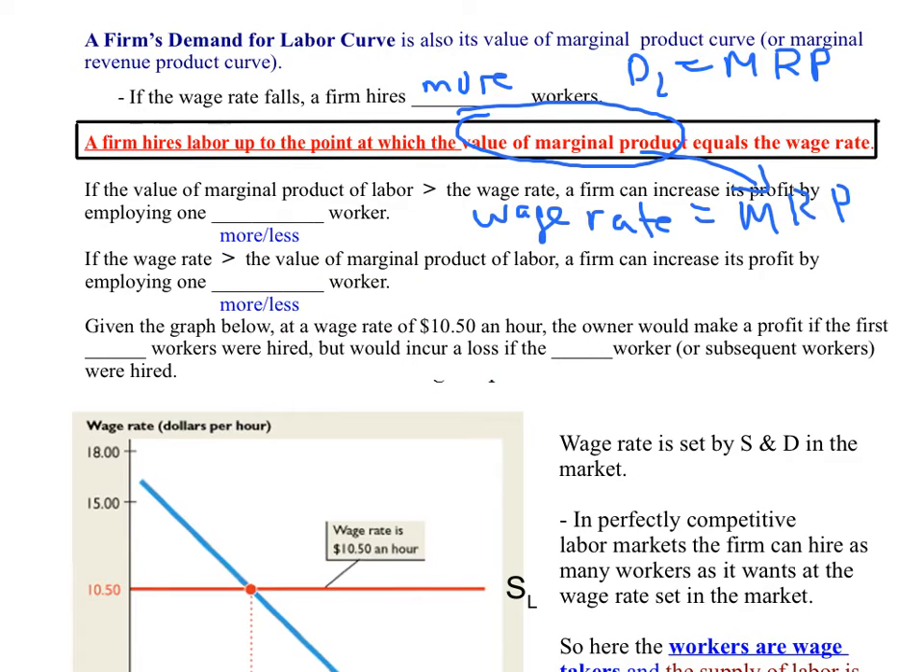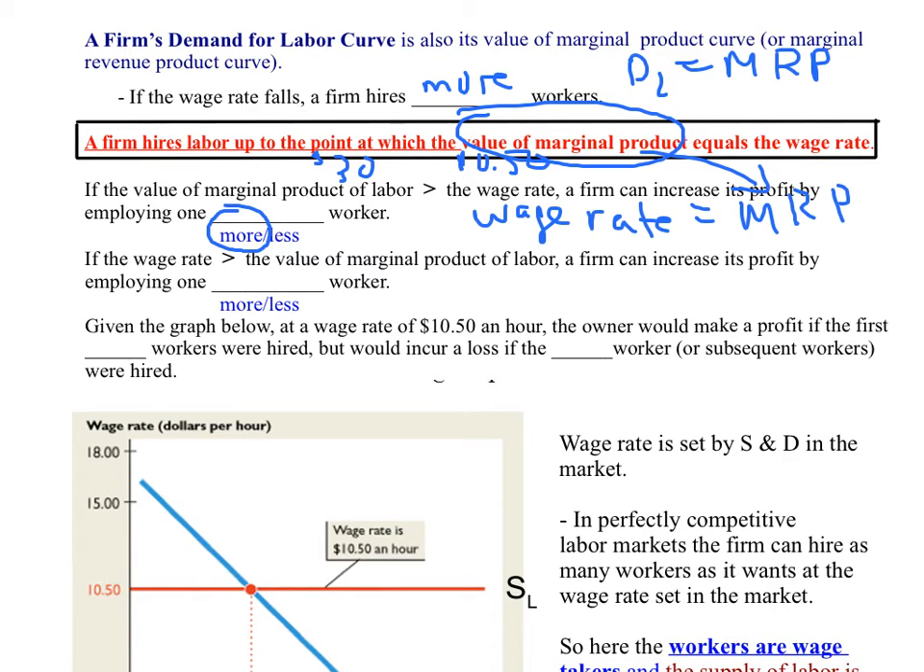If for some worker, the value of the marginal product that worker brings in is more than the wage rate, so if that additional worker you hire can produce, let's say, $30 worth of goods and services that could be sold, and the wage rate is $10.50, I'm just using that because that's the example the book used in the graph. If the worker can produce $30 worth of goods and services and the firm only has to pay them $10.50, then is this a good decision? Sure. The firm would want to hire more workers.